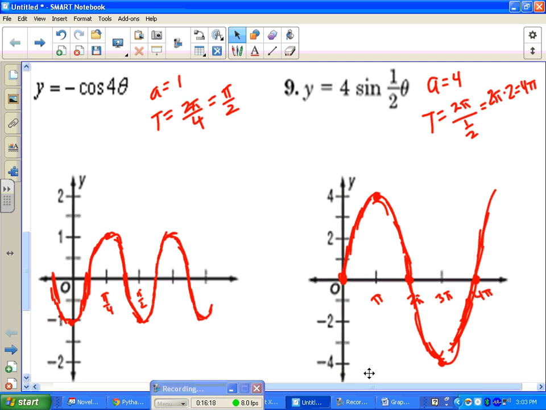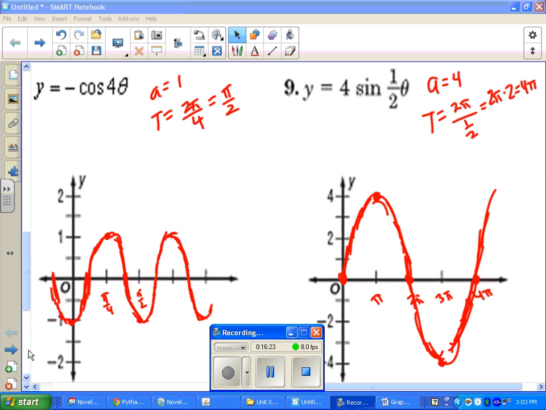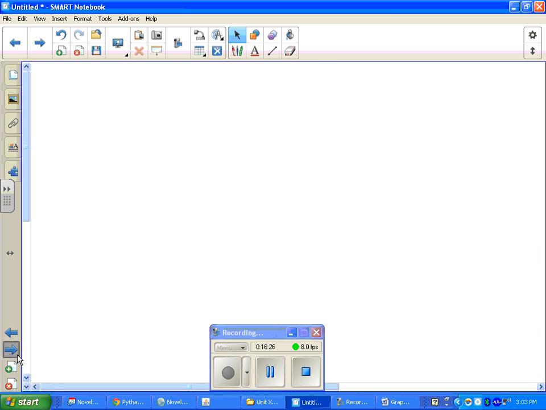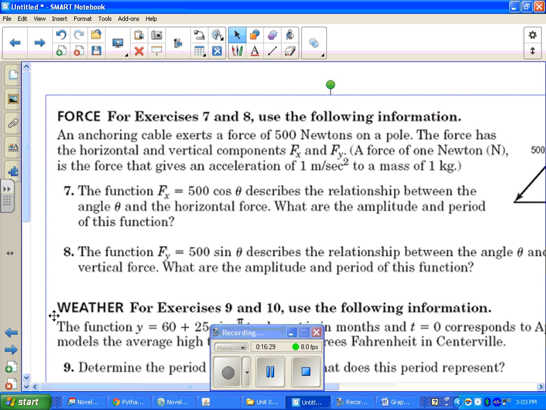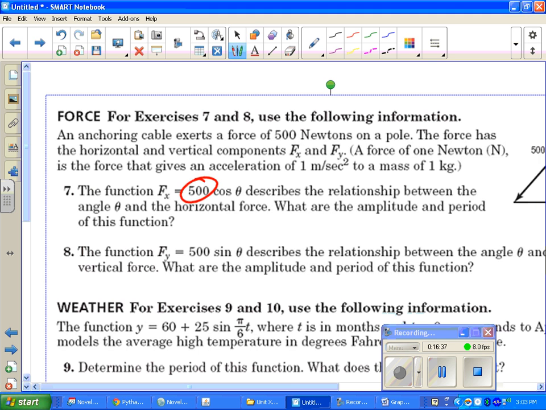All right. Now the back, I think, is actually a lot easier. If we go on to the back real quick. There's the back. All right. They're asking me for the amplitude. Look, they give you the equation right here. There's your amplitude, 500. What's the period? Same as it always is for cosine, 2 pi. Amplitude, 500. Period, 2 pi. Don't make it harder than it's got to be.